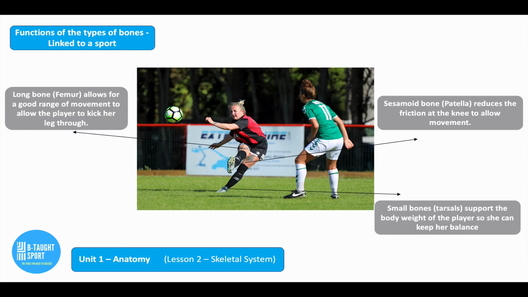Now there are loads in this image that I could have put. I could obviously have looked at the cranium, and I could have put a skull, and I could have said this could be used to protect her when she's heading the ball. I could have put a humerus, which is a long bone in the arm, and said this is used for movement, so her arm can go across her body for movement when striking the ball.